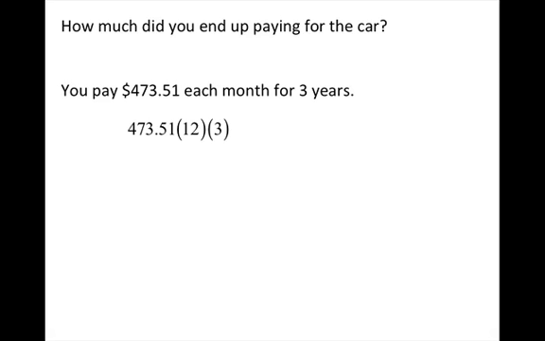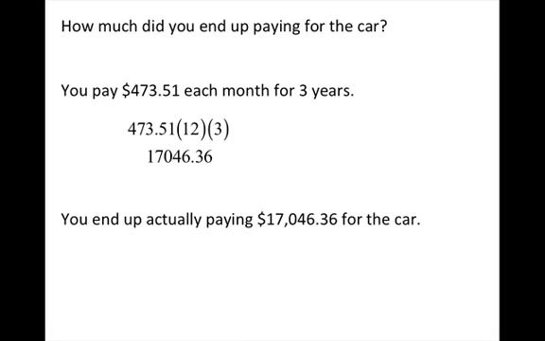Then the second part of this question said, how much did you end up paying for the car? Well, you pay $473.51 each month for 3 years. So I'm going to take the 473.51 and multiply it by 12 because you're making that payment 12 times a year, and then multiply that by 3 because you're doing this for 3 years. When you do that, you get $17,046.36. So you actually end up paying $17,046.36 for the car.